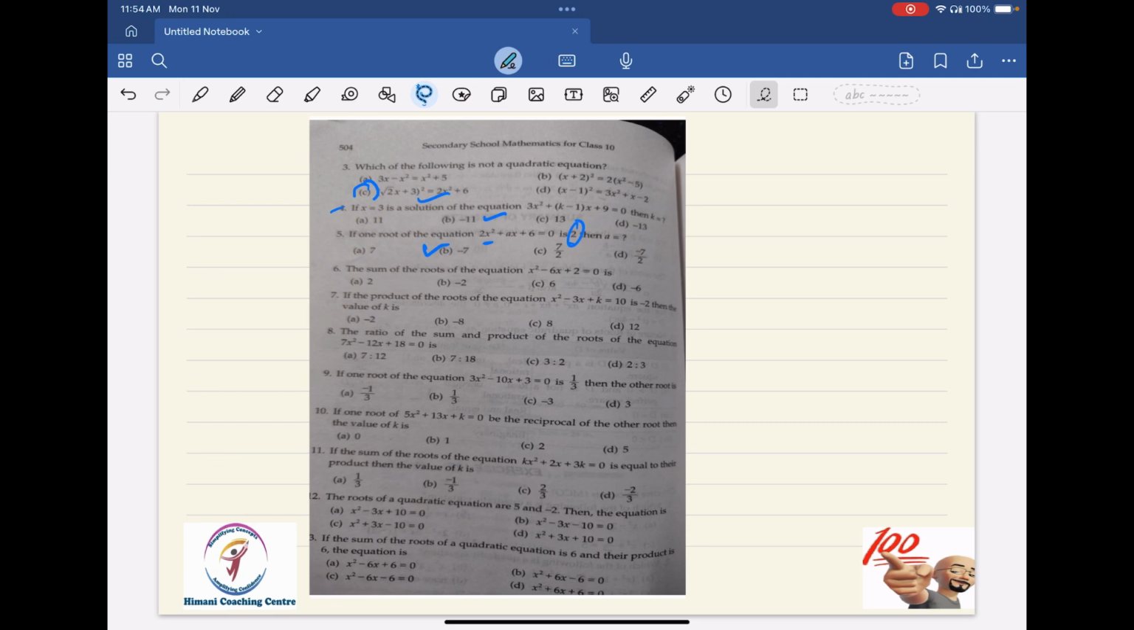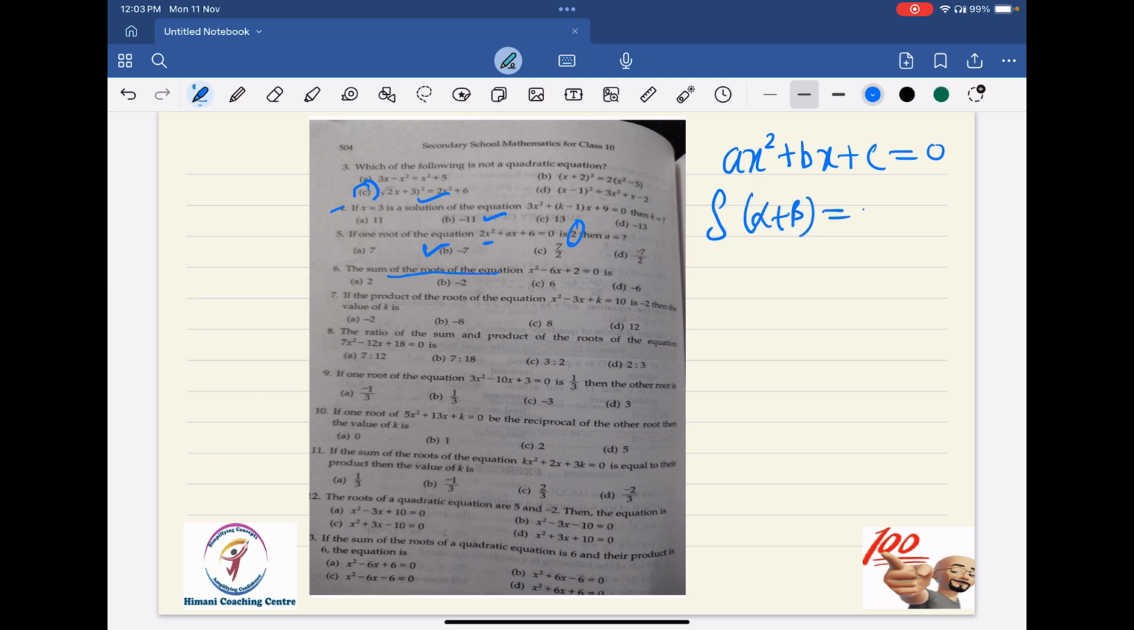It says we are given a quadratic equation. They are simply asking us to find the sum of the roots of the quadratic equation. What does this mean? So if we are given any standard quadratic equation which is ax square plus bx plus c equals 0, then the sum of the roots, which is alpha plus beta, is found by doing minus b by a.